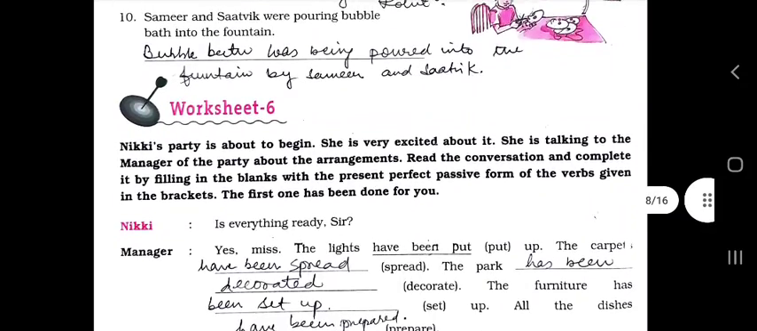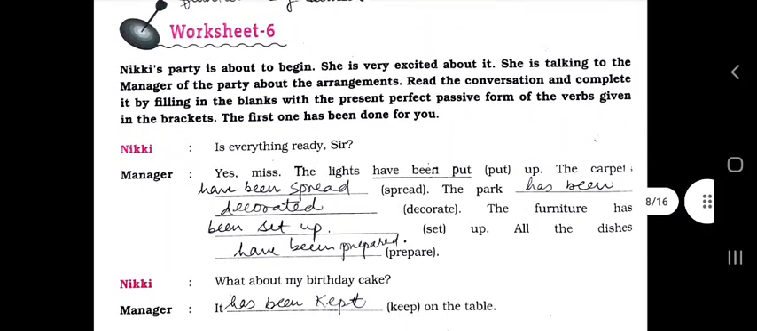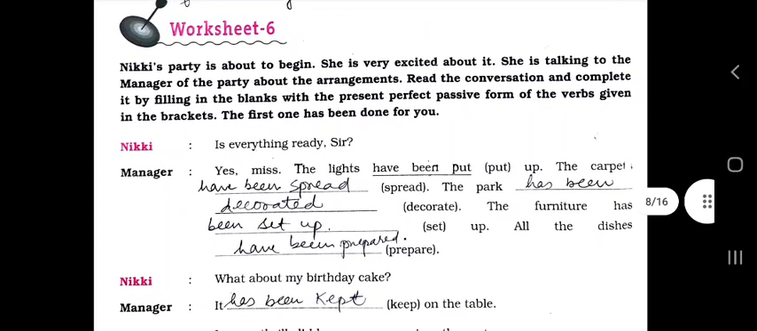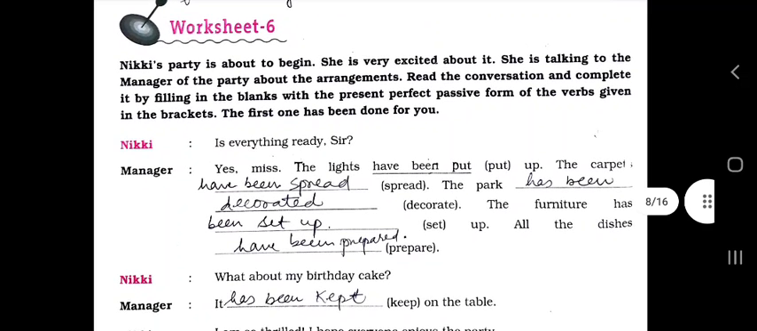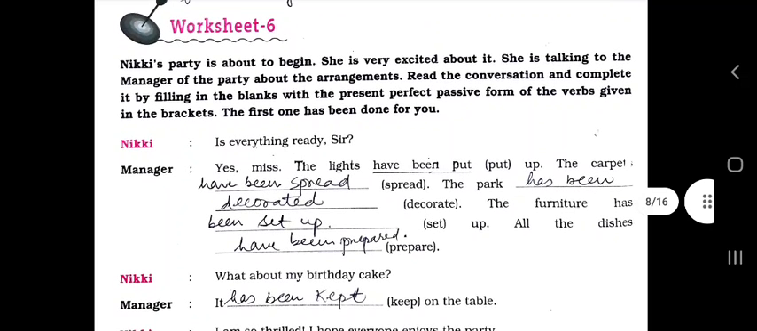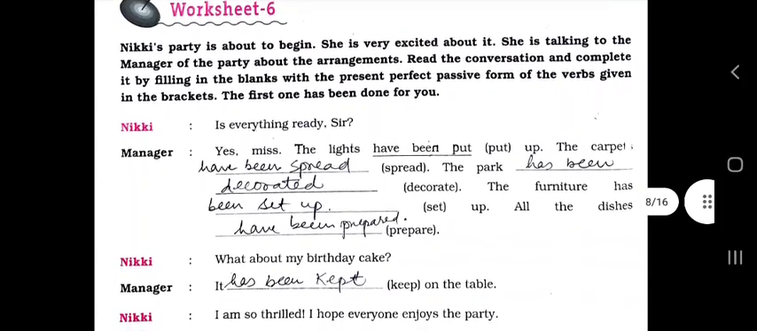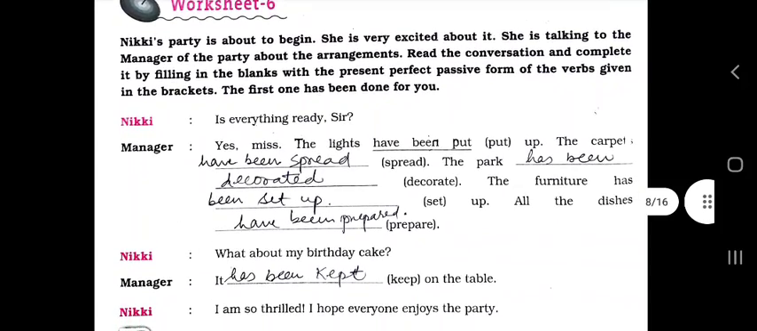Now worksheet 6. Nikki's party is about to begin. She is very excited about it. She is talking to the manager of the party about the arrangement. Read the conversation and complete it by filling in the blanks with the present perfect form of the verbs given in the bracket. The first one has been done for you.